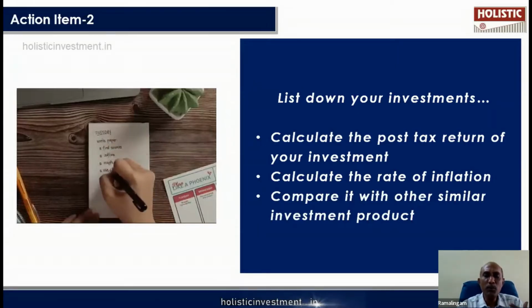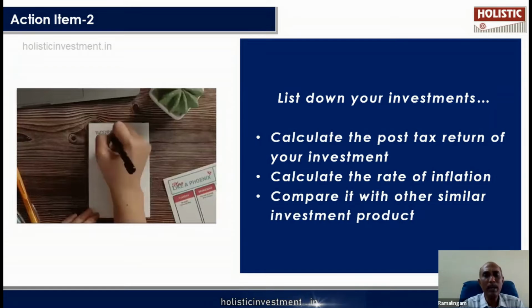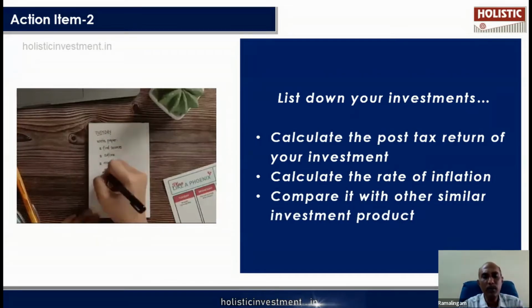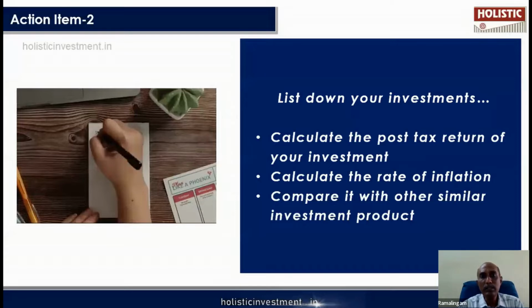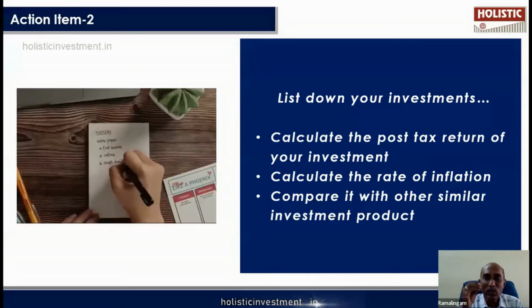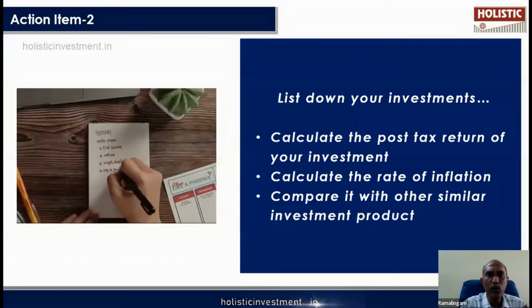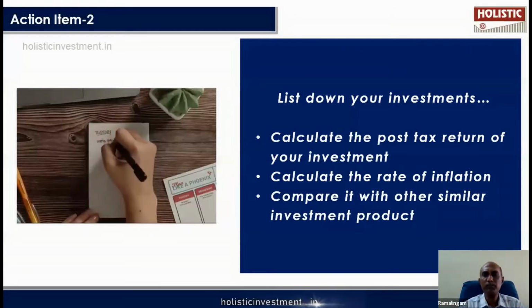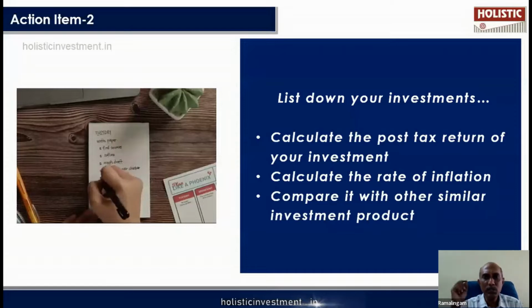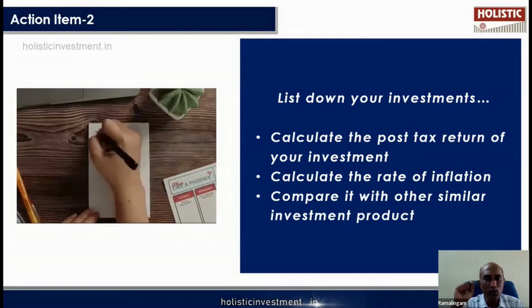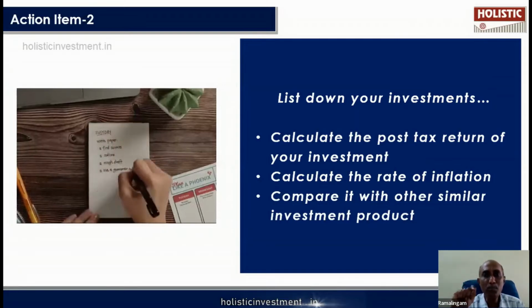Many times people end up taking an endowment money back plan which gives only 4.5% or 5.5% return, because they don't understand what is the actual rate of return it is giving, and also whether it is helping them to beat inflation. If they try to answer these two questions, 90% of the people will not buy endowment or money back policies straight away. So list down all your investments, check what post-tax return you have got, and whether that post-tax return is enough to beat the inflation.